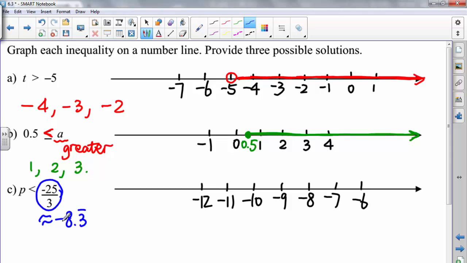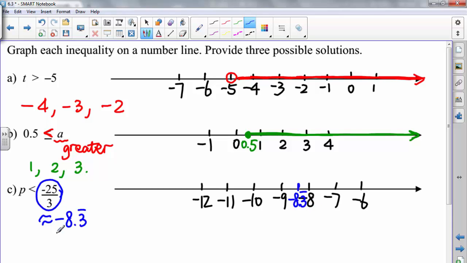After I change this fraction to a decimal, you will find it's way easier to find where this decimal number is on the number line. -8.333 should be on the left side of -8, but on the right side of -9. So -8.333 is between -9 and -8, but a little bit closer to -8.